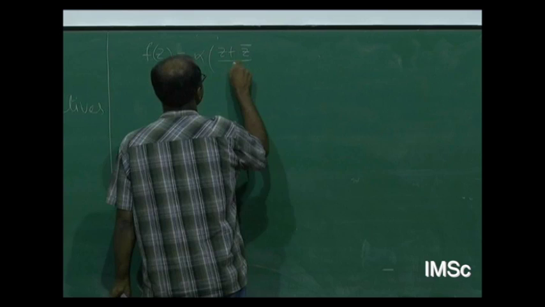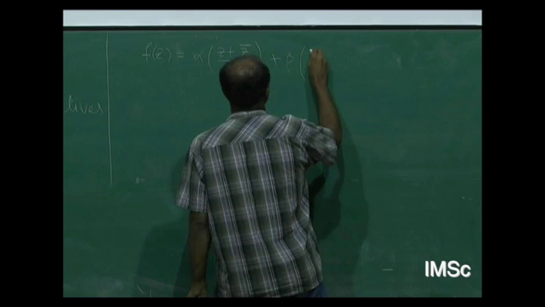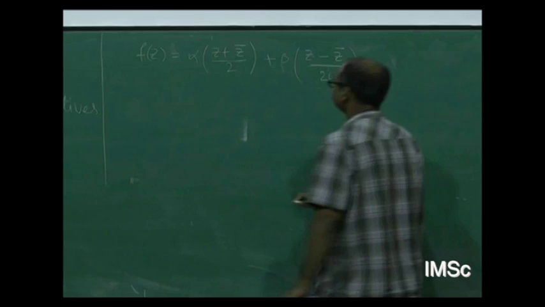So let's start writing this like this. f z is alpha x plus beta y, so I'm just trying to write x and y in terms of z. x is z plus z conjugate by 2, that will just bring out the real part, and y is z minus z conjugate by 2i, plus z eta z.